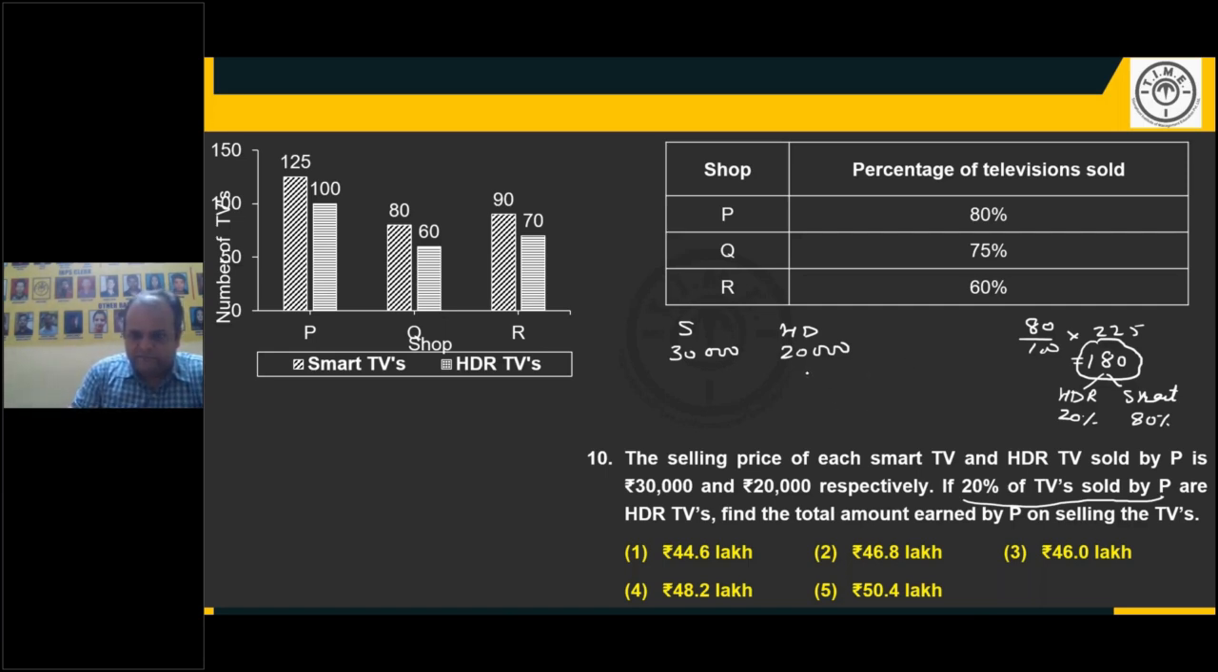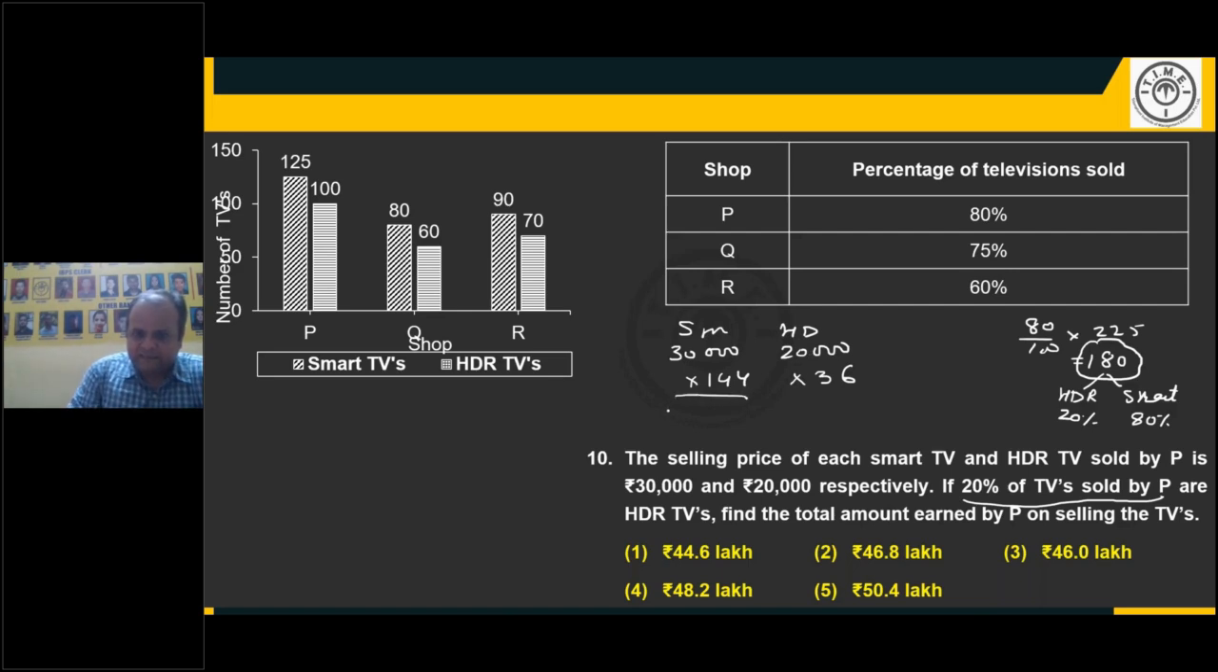Can anybody tell me what will be the sale of HDR TV? Out of 180, 20% are HDR. Anyone? 20,000 into 20%. 20% of 180 will be 36. So HDR will be 36. And 80% of 180 would be 144. Remaining are smart TVs. So these are smart TVs that are being sold.